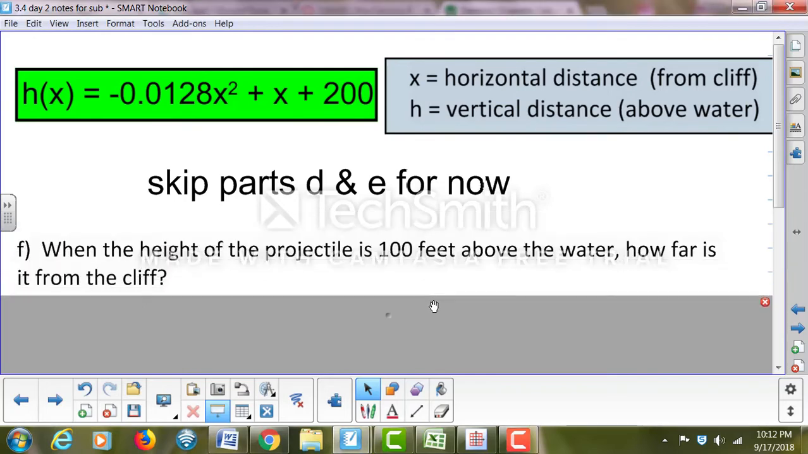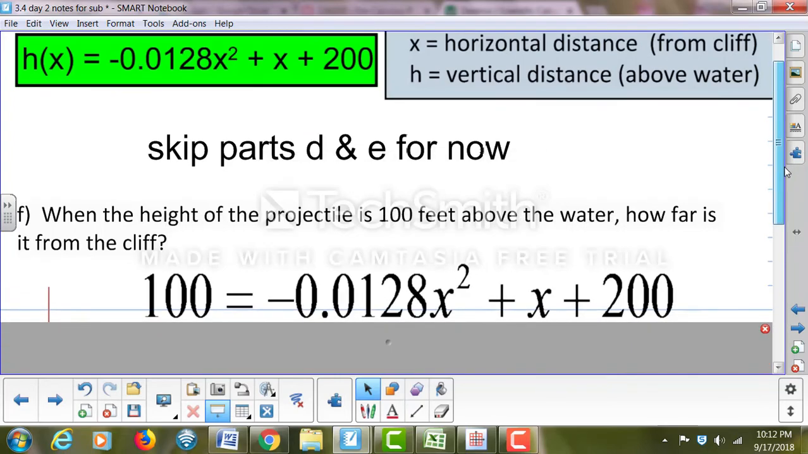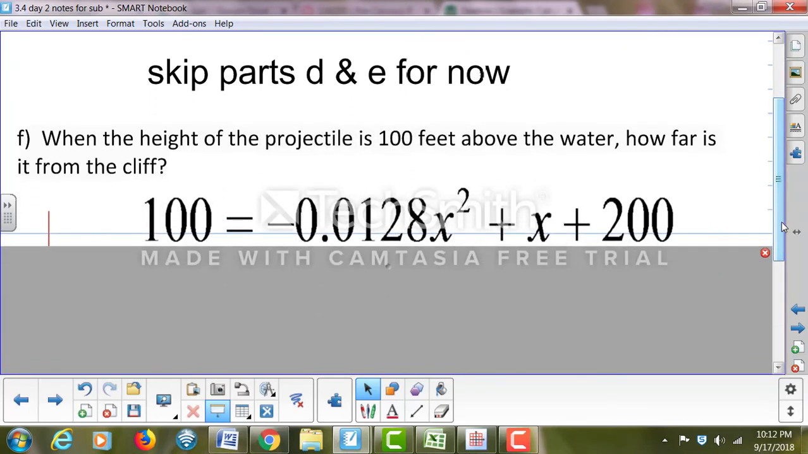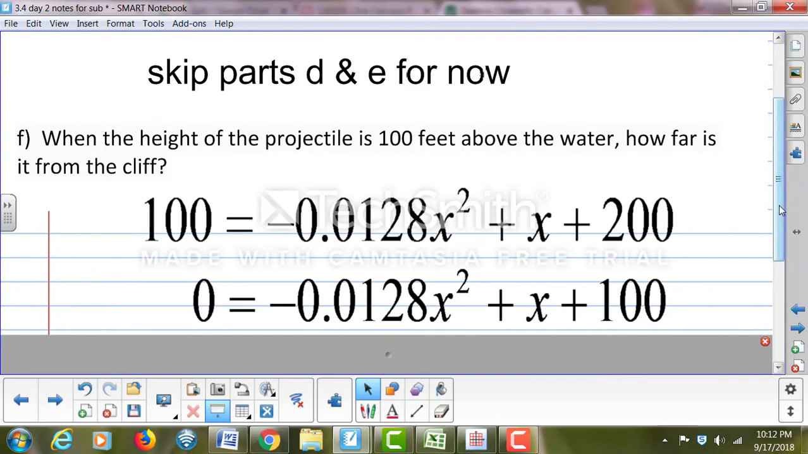Part F says when the height of the projectile is 100 feet above the water, how far is it from the cliff? So when it says 100 feet above the water, that's an H value. So you're going to plug in 100 for H. So very similar to what we did before, except we're plugging in 100 instead of 0. And then because it is a quadratic, we need to set it equal to 0. So you need to subtract 100 from both sides, and then you get this quadratic set equal to 0.